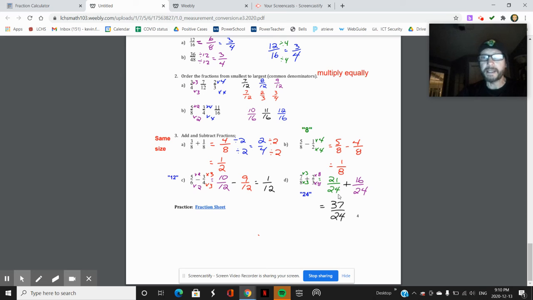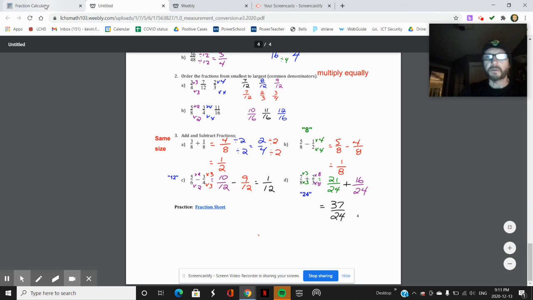So fraction-wise, the size is 24, so the 24 doesn't change. That's the size I'm talking about. I had 21 of them. Someone gave me 16 more. I have 37 24ths. I have 37 size 24s, and that doesn't simplify.